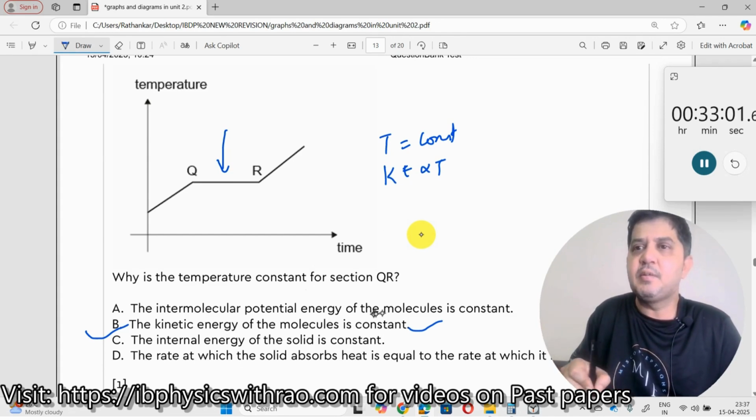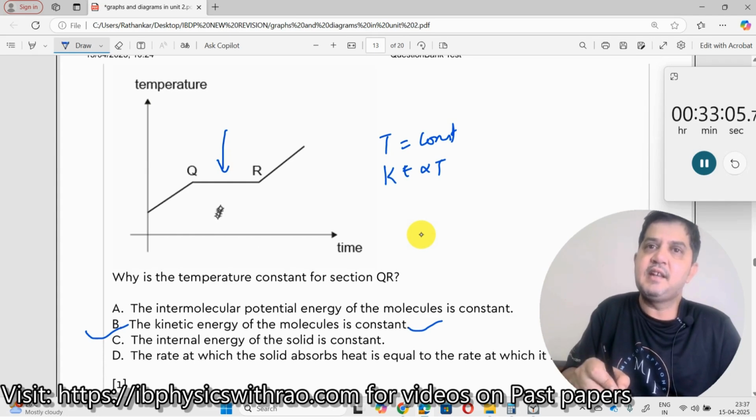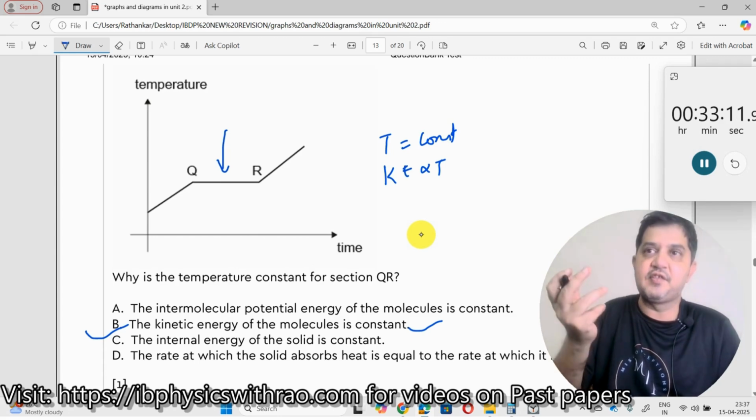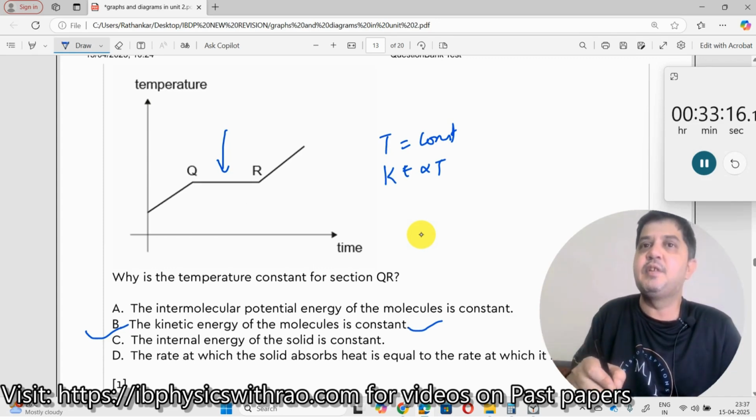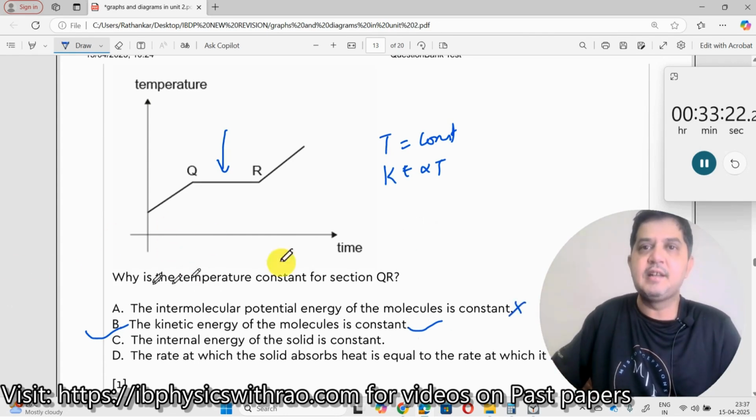Intermolecular potential energy of the molecule is constant. No. Why? Because when there is a phase transition taking place, what's happening over there? The molecules are now changing their positions, right? Either they are coming nearby or they're moving farther away. So in this case, they're moving farther away because temperature is rising, right? So therefore, this is incorrect. So B should be the right answer. Okay, think about it and answer it appropriately.